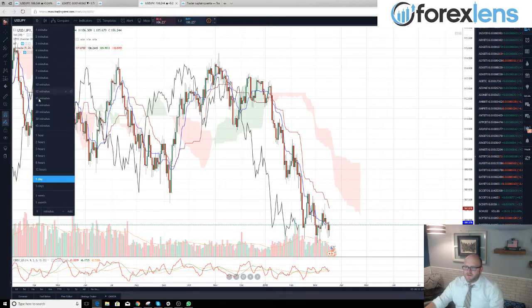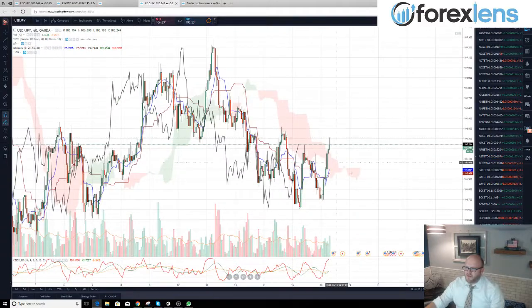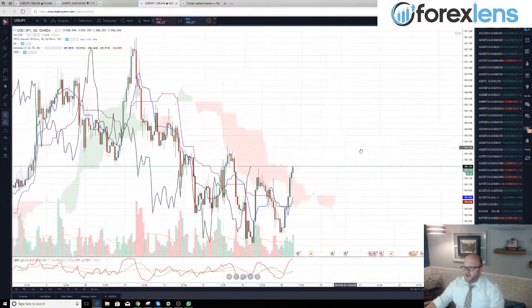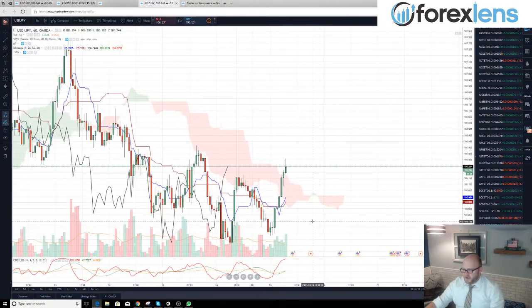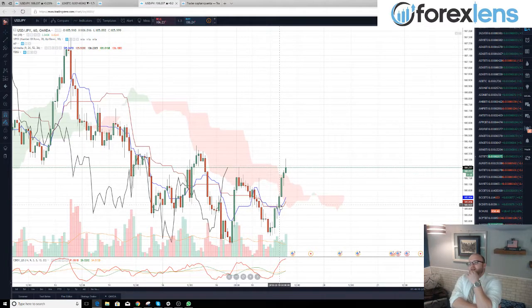Oops, not the daily. I want to go to the hourly. Okay. So on the dollar yen, let's look at these conditions. Is the cloud in front of us green? No, it is not green yet. So we got to wait. Conversion line is above the base. All right, I'll say this. If the cloud condition to go long here is met, if price is above the cloud, and if the lagging span is above the cloud, that's good enough. For me, that's good enough.